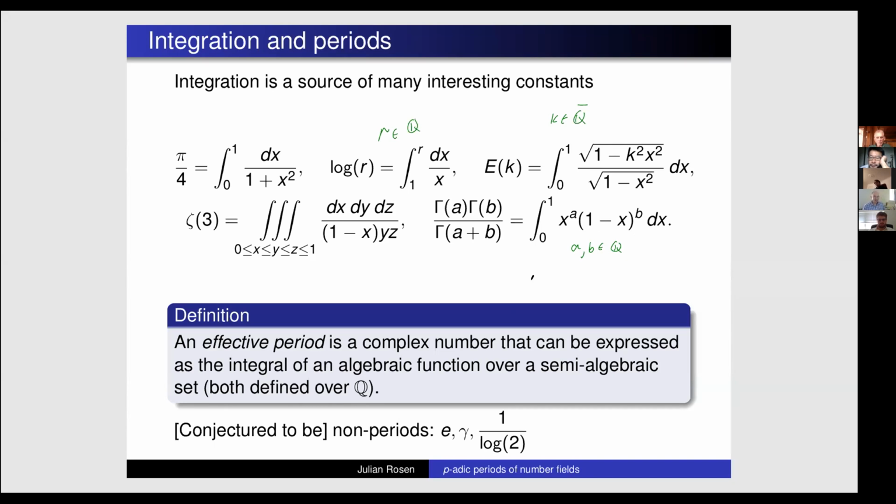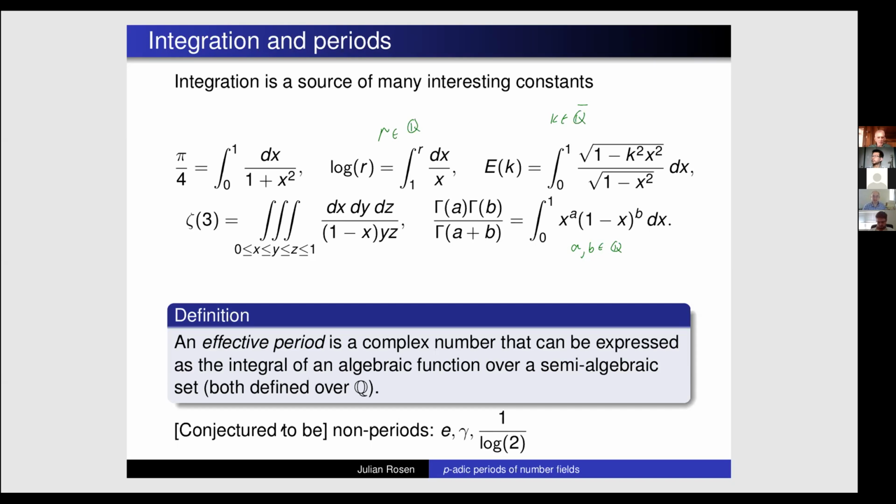Okay, and then I just wanted to mention that there are some familiar real numbers that are conjectured at least not to be periods. So e is thought not to be a period, Euler's constant gamma, and something like 1 over the log of 2 is expected not to be a period. I should say conjectured because I think it's true that there are no examples of naturally occurring, interesting real numbers that people know how to prove are not periods. This is just sort of a hopeless problem.